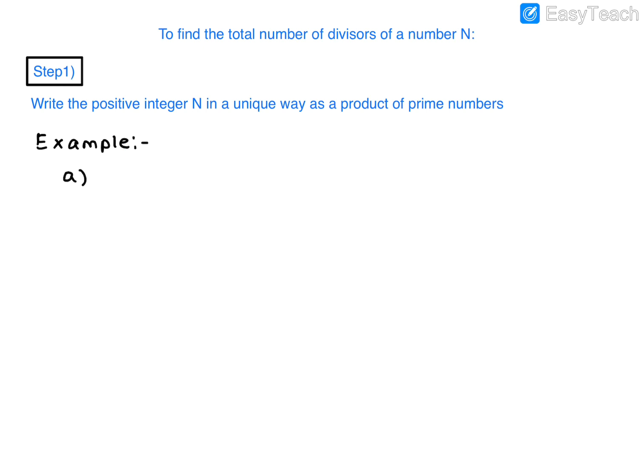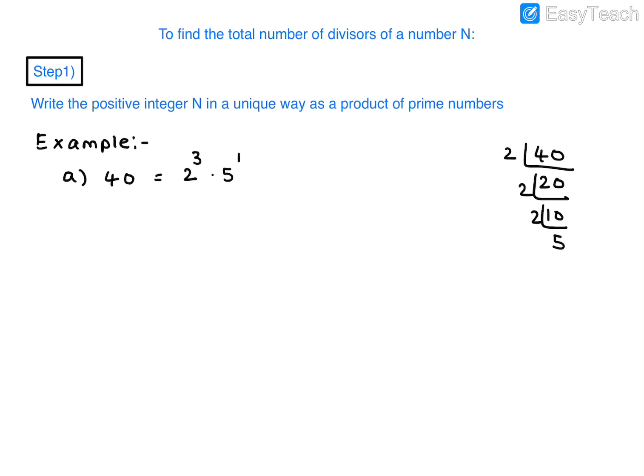Let's take the number 40, and 40 can be written as 2 and 5. As you can see, 40 can be written as 2 to the power 3 times 5 to the power 1. And we see that the numbers 2 and 5 are prime factors.